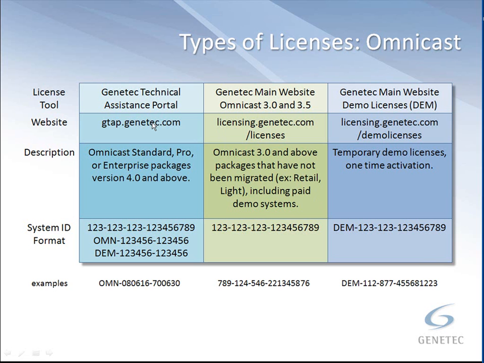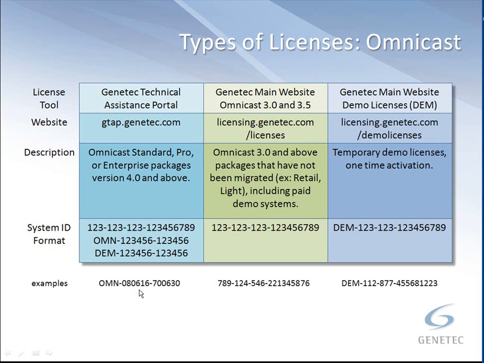The first license tool is the Genetec Technical Assistance Portal, or GTAP. There are 2 types of license we would be using the GTAP for. The first type is any Omnicast Standard, Pro, or Enterprise license that is version 4.0 or above. And as we can see from the examples here, the system IDs can be either in the 3339 format or in the new OMN 66 format. The first 6-digit number in the new system ID format is the creation date of the license. So if we look at our example down here, the creation date for this license was June 16th, 2008.